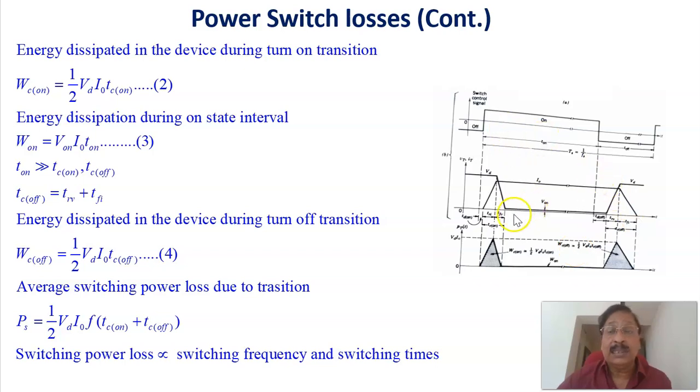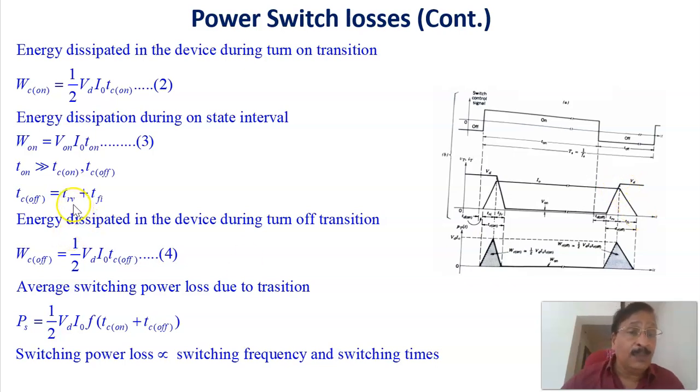That is during this period. And since T on is very much higher than the TC on period or TC off period, TC off is given by the summation of these two periods. That is, of course, the voltage is rising and current is falling.